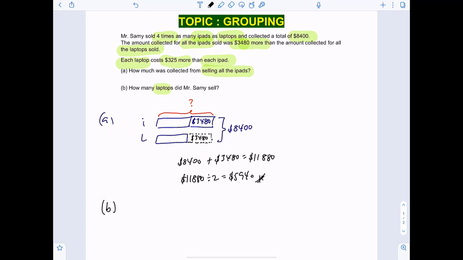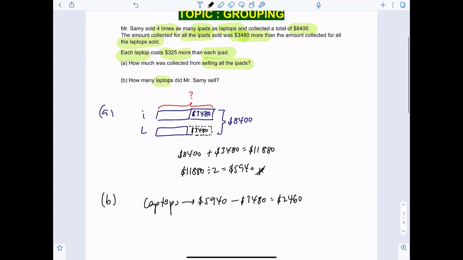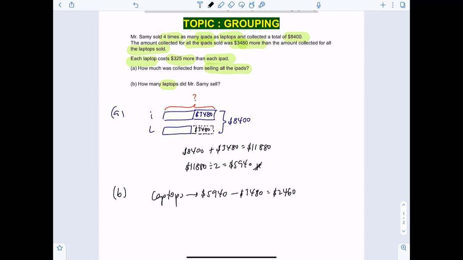Now for part B, how many laptops did Mr. Sami sell? To do this, we need to know how much he collected from all the laptops. So for the laptops, it was 5940, take away 3480. Why? Because the laptops collection is 3480 less as compared to the iPads. So when we do that subtraction, laptop sales collection is 2460.